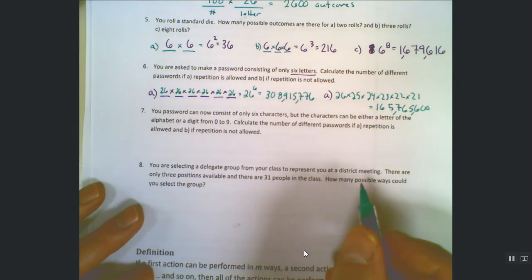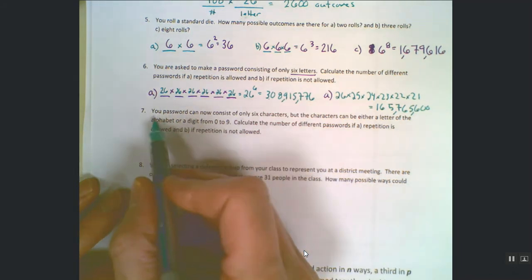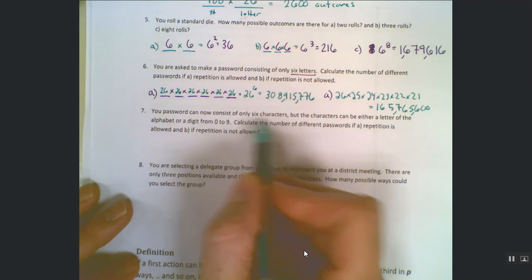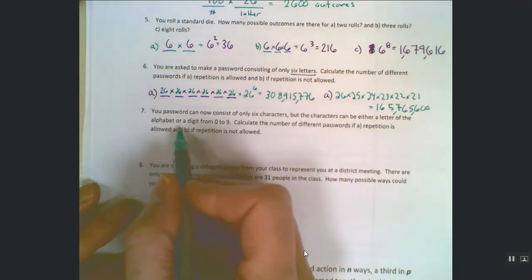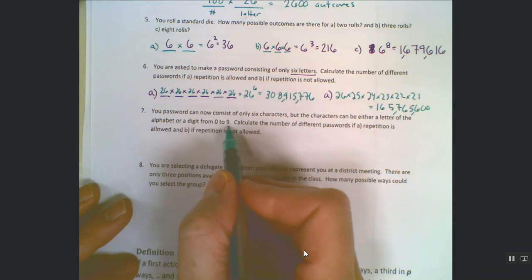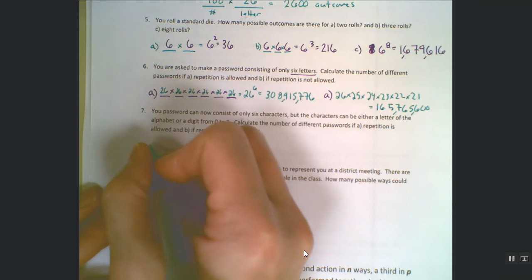Okay, I think you get the hang of it now. You can probably finish this off without having to watch this video, but I'll continue along just to help you out. Let's say you have a password that can only consist of six characters, but the characters can be either a letter of the alphabet or a digit from 0 to 9. Calculate the number of different passwords if A, repetition is allowed, and if not.